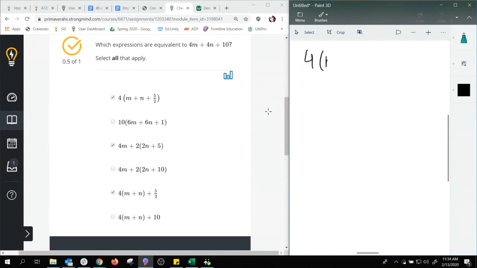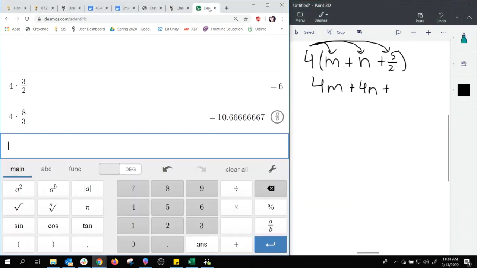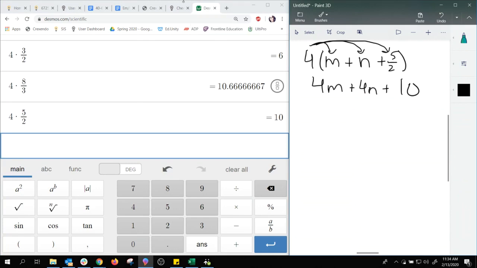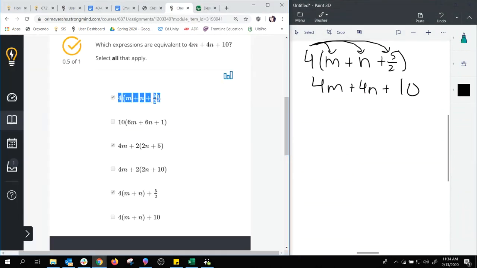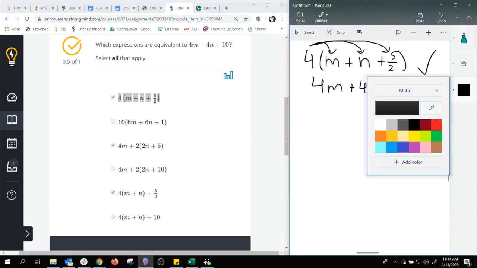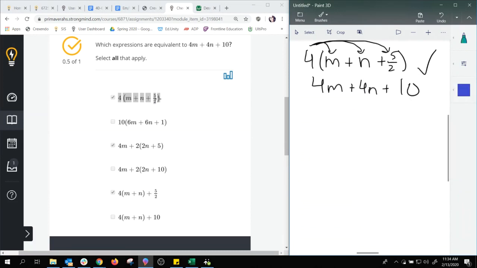4 times m plus n plus 5 over 2. This gives me 4m plus 4n plus, let's see what that number gives us. 4 times 5 over 2 gives me 10. That first one works. This is a check. Let's try our second one. Actually, I know this one right off the bat is not going to work, because 10 times 6 gives me 60, and that is not 4.